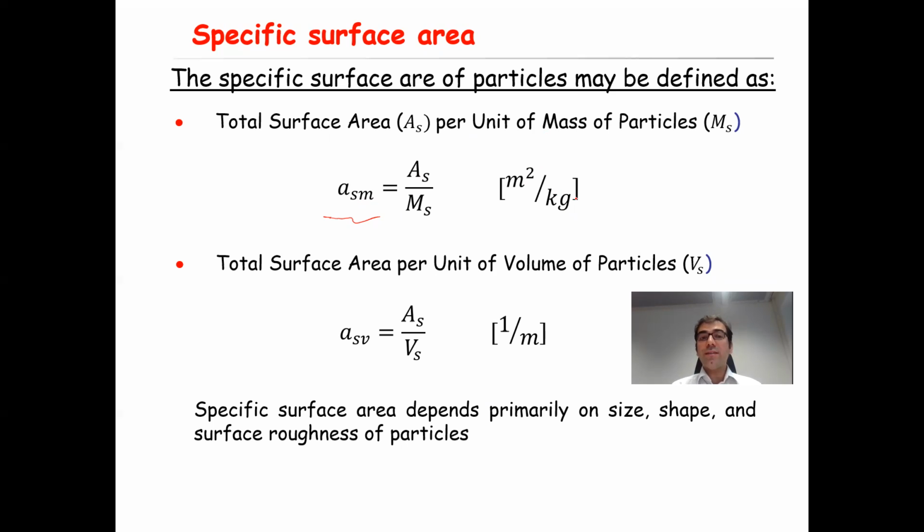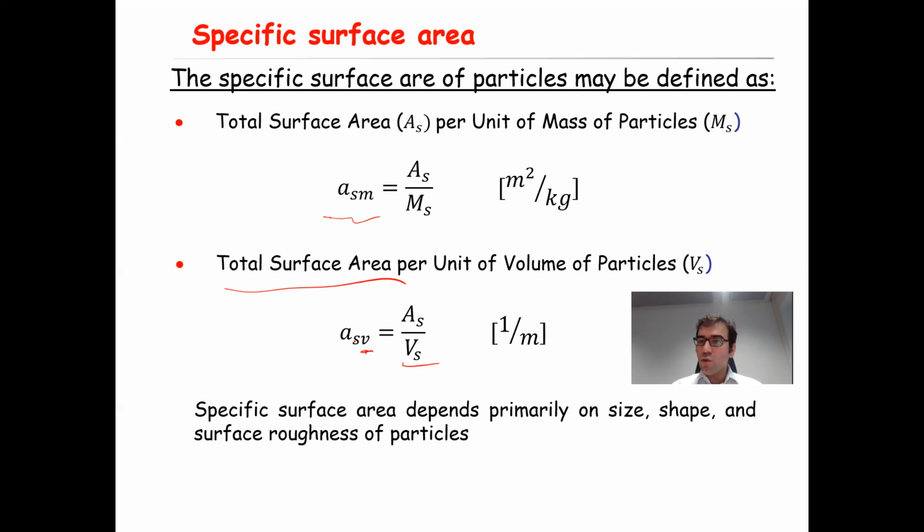Also, you can determine the specific area based on the volume-based specific surface area, that is defined as AS, the total surface area, divided by the volume of the particle, VS, and that is represented by SV. V here refers to the volume-based definition of the specific surface area. So a specific surface area depends primarily on size, shape, and surface roughness of the particle.